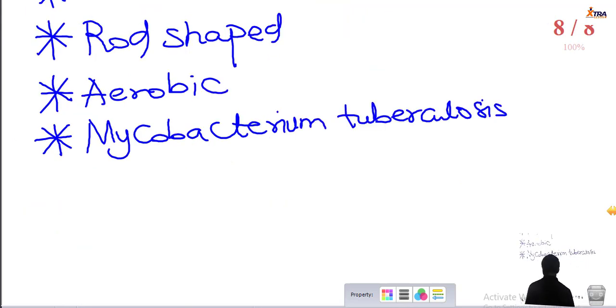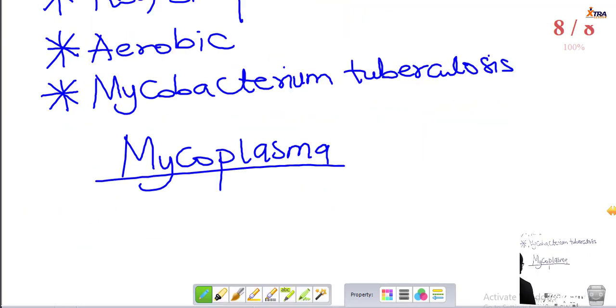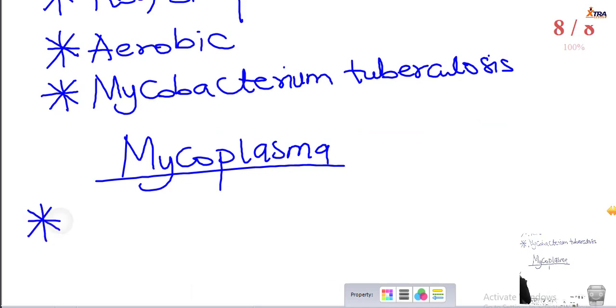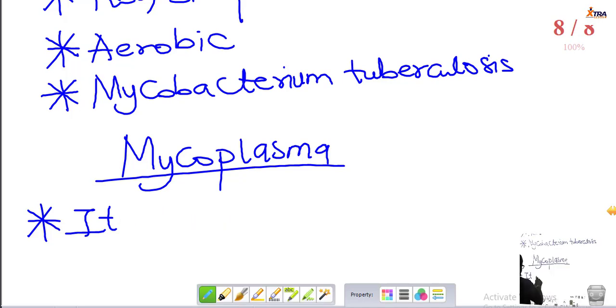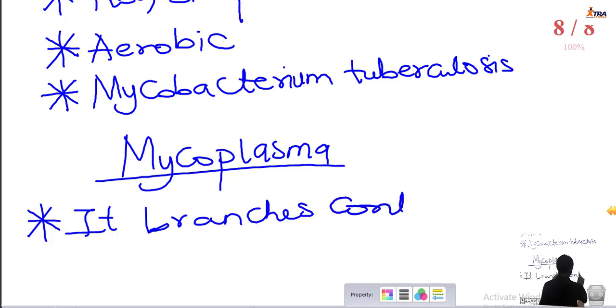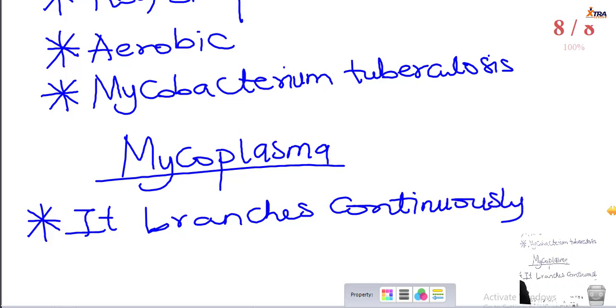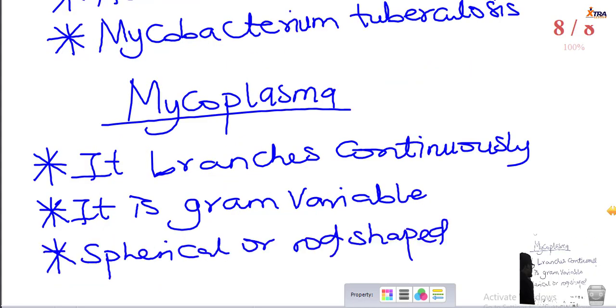Alright. Now let's look at Mycoplasma. Similar to Mycobacterium, it also forms continuous branching. It branches continuously. Similar to Mycobacterium, again, it is gram variable. It's spherical in shape, and aerobic as well.